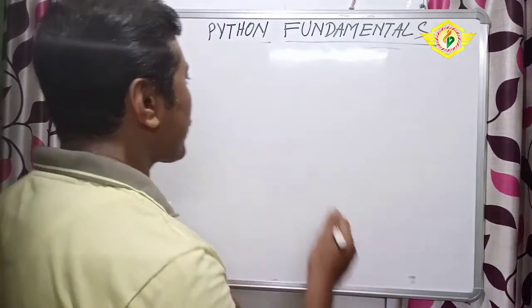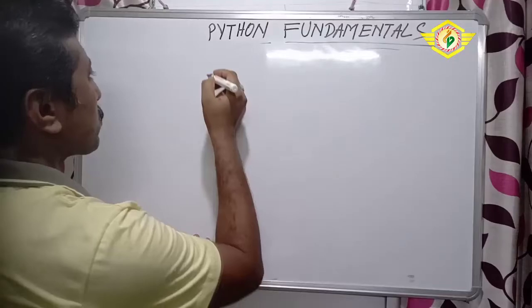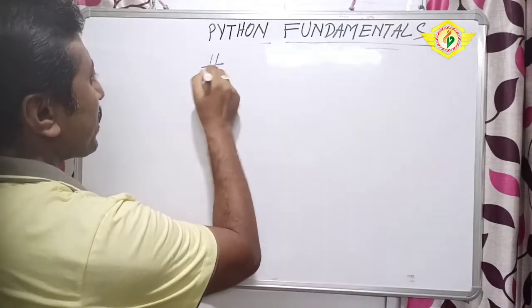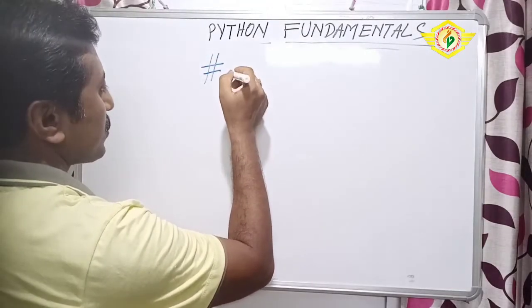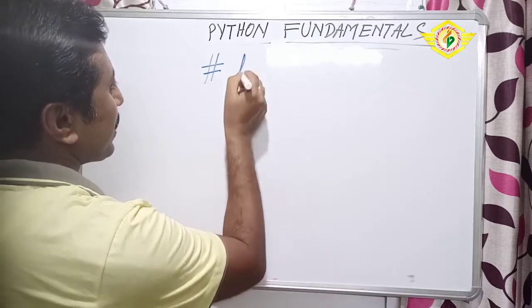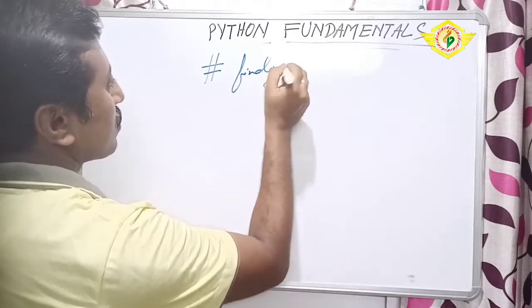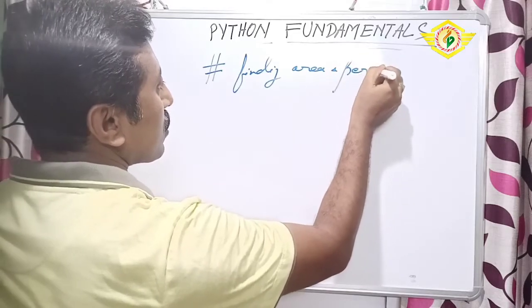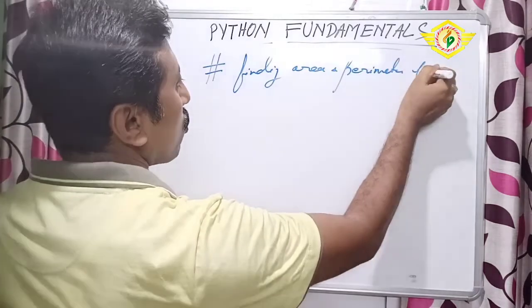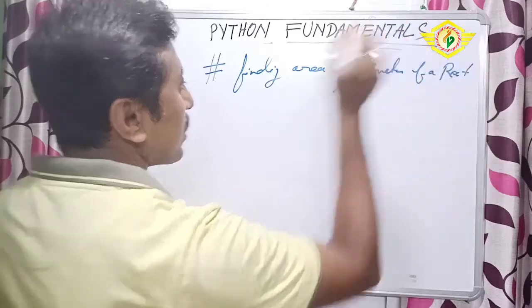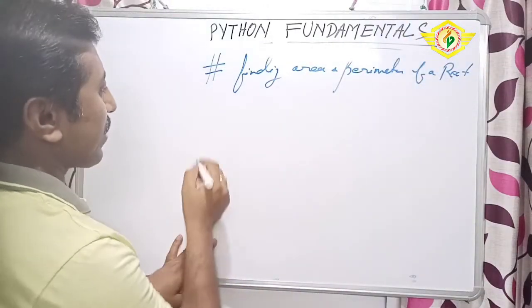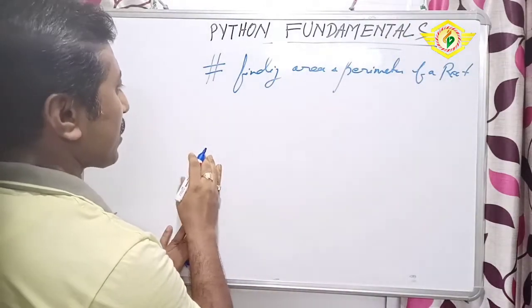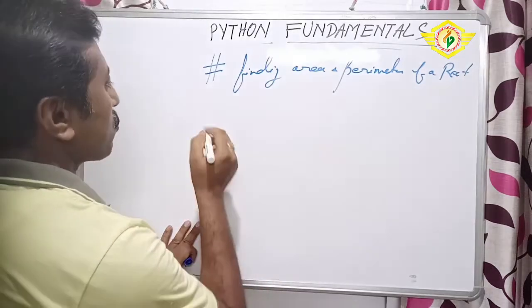So first, the process I am telling you, the detailed process. First what you will do, first write the comment. I am writing here the comment part first: finding area and perimeter of a rectangle. After that, for the area of a rectangle I need length and breadth, so we have to input.